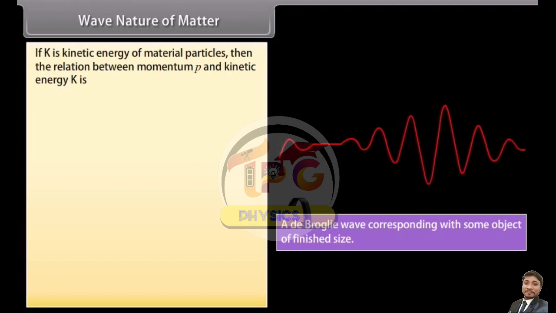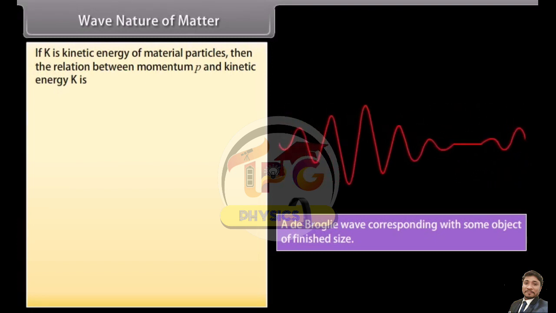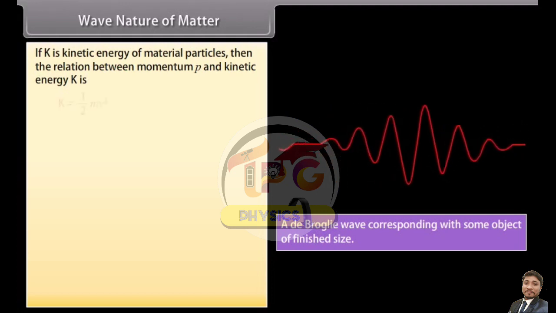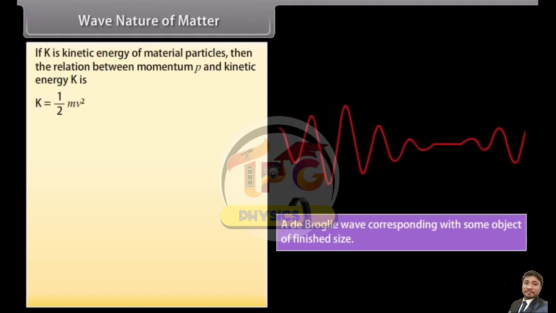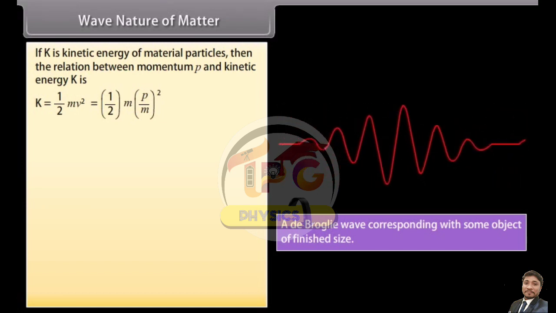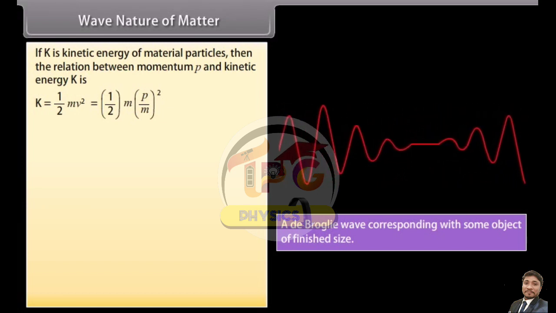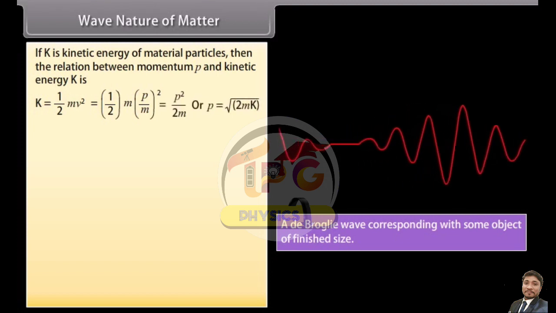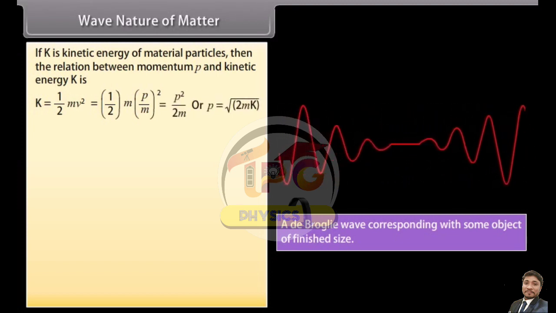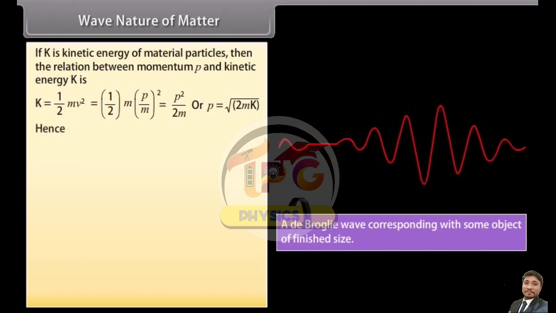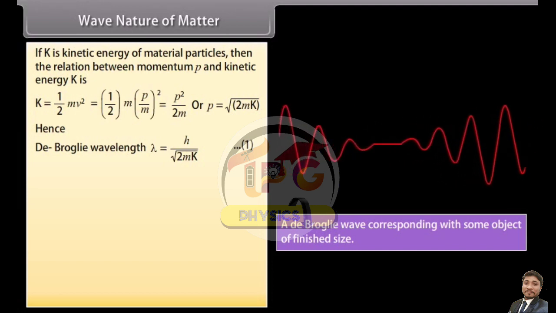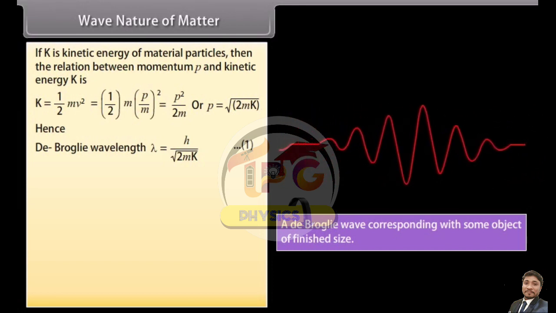If K is the kinetic energy of material particles, then the relation between momentum p and kinetic energy K is K = 1/2 mv^2, which is equal to 1/2 m (p/m)^2, which equals p^2/2m, or p = square root of 2mK. Hence, the de Broglie wavelength lambda = h/square root of 2mK. Name it as 1.